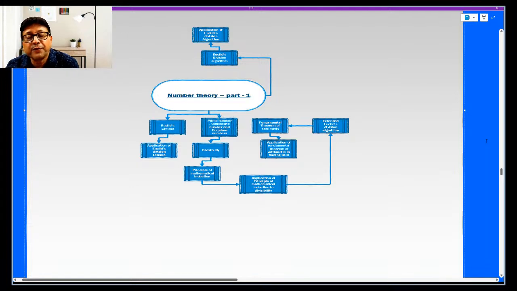This episode we are going to do application of principle of mathematical induction in divisibility. Why suddenly this topic? Because we are doing divisibility, and divisibility by Euclid's lemma we have done mainly. Euclid's algorithm we have used for divisibility purpose.